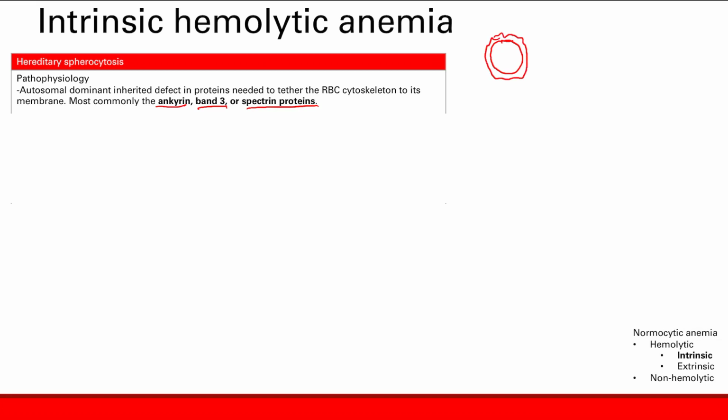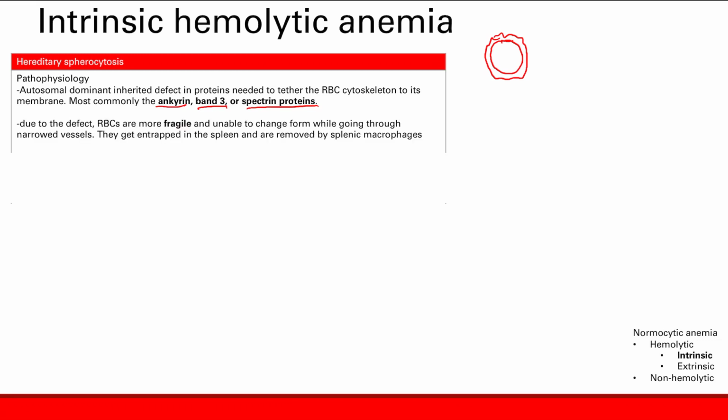Normally it's tethered, so you get a little bit of structure for the membrane. If you have defects in this, what were the three things? Ankyrin, band 3, spectrin. Then, first of all, you have very fragile red blood cells.